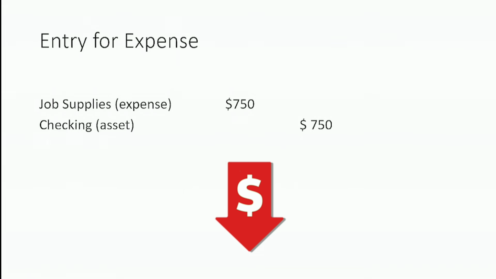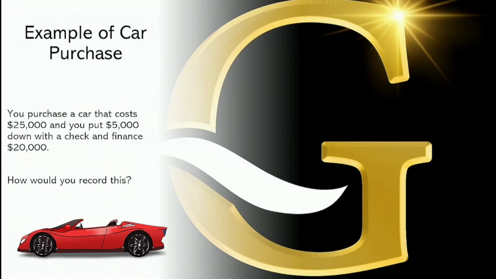Here's another, this is a little bit more complex of a journal entry, and I see a lot of people have a misunderstanding of it. So I did want to throw this out here. I did want to show this to you. So you purchase a car, you go to the dealership, the final price of the car is $25,000, and in order to finance it, they're requiring you to put $5,000 down. You finance the remaining balance of $20,000.